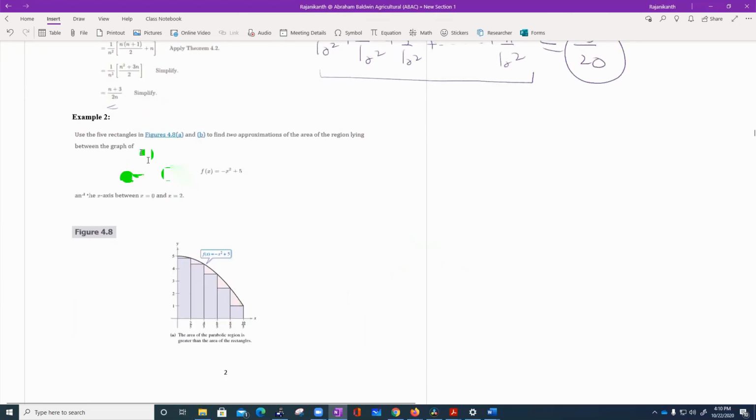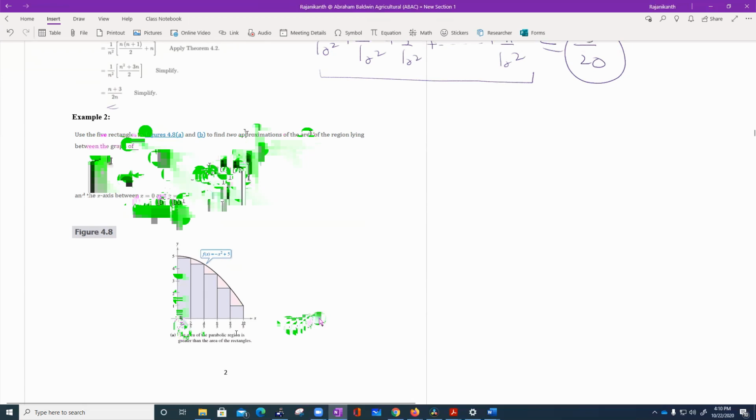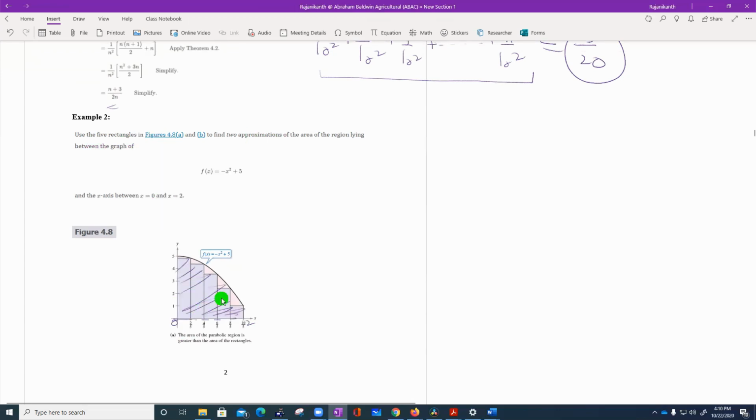So look at this problem. Use 5 rectangles to approximate the area under this curve with the x-axis between 0 and 2. So 0 is here, and 10 over 5 is 2, right? So you are asked to find the area of this, right? How many rectangles do you need to take? You need to take 5 rectangles, okay? That means you have to find the area of each rectangle one by one, okay?